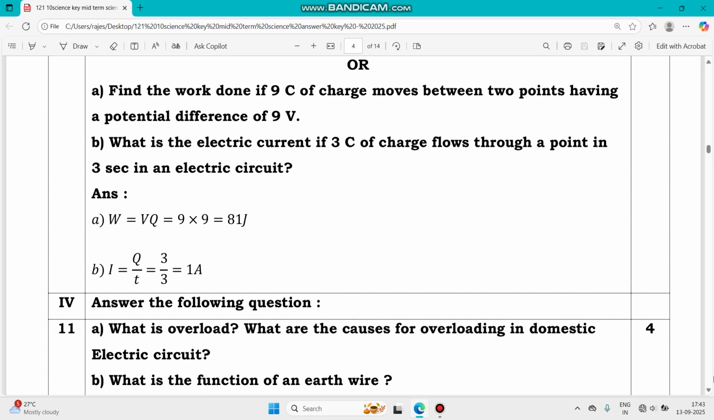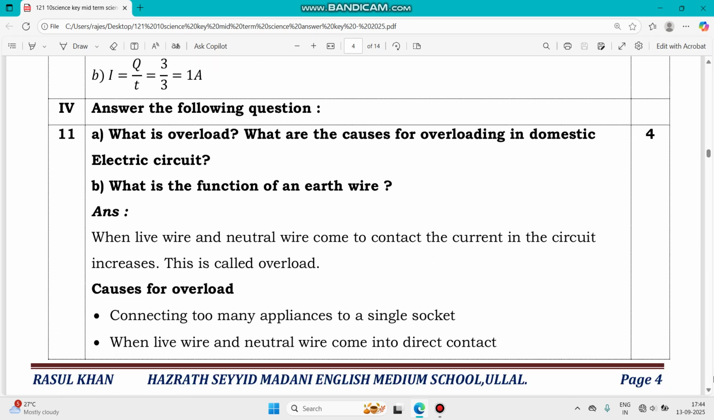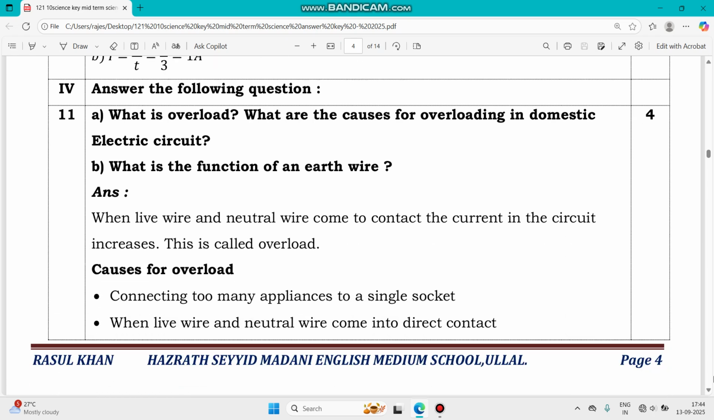So I equal to Q by T, 3 by 3, that is 1 ampere. So you are seeing 4 marks questions. What is overload? What are the causes for overloading in a domestic electric circuit? What is the function of an earth wire?